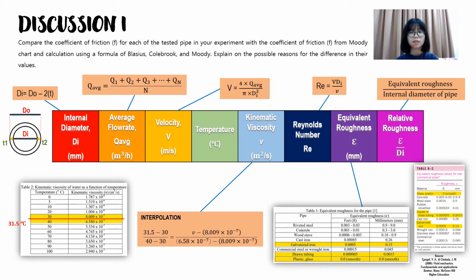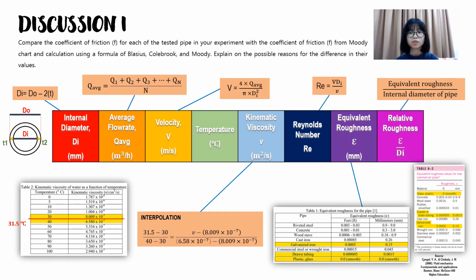By providing the temperature of water, we are able to determine the kinematic viscosity by referring to table 2 given in the lab manual with the aid of the interpolation method. After determining the velocity, internal diameter, and viscosity, we can proceed to calculate the Reynolds number. And since all the values of Reynolds number we calculated are more than 4,000, we can say that all the water flows are turbulent flow.